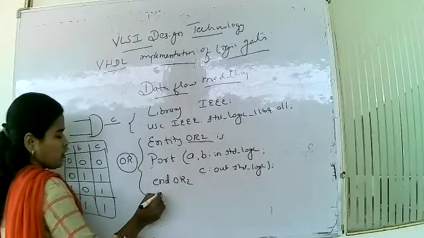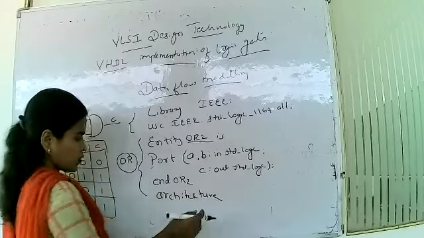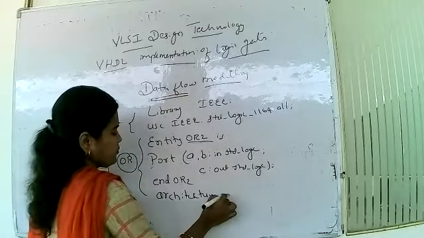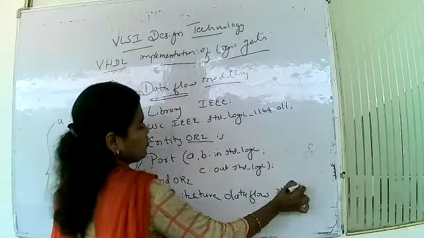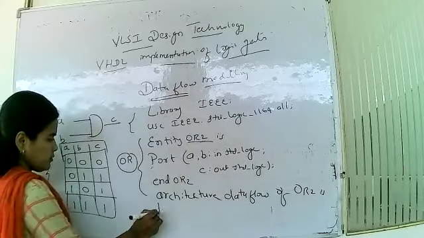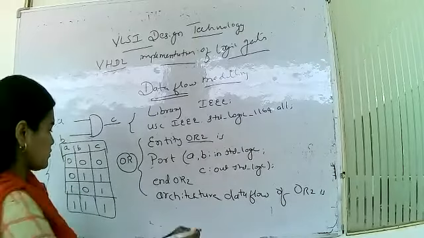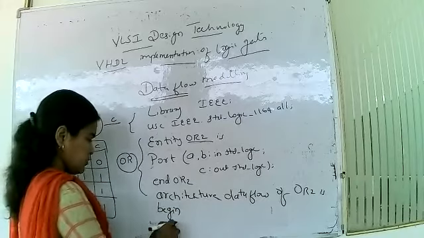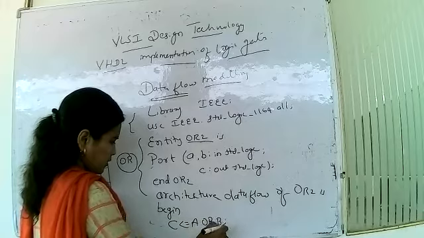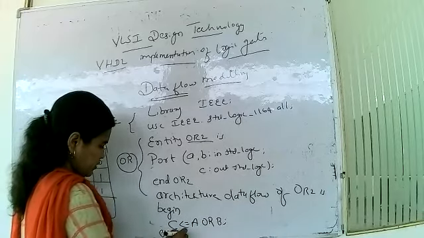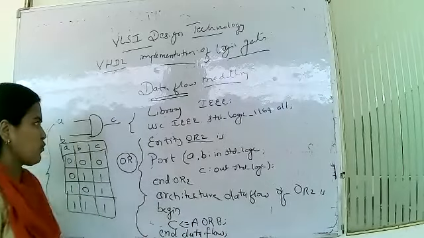Next we go for the architecture. For the architecture we have to write a name, so we write dataflow. Architecture dataflow of the entity name or2 is, begin, then C is equal to A or B, end of the dataflow. So this completes the architecture for the data flow model.